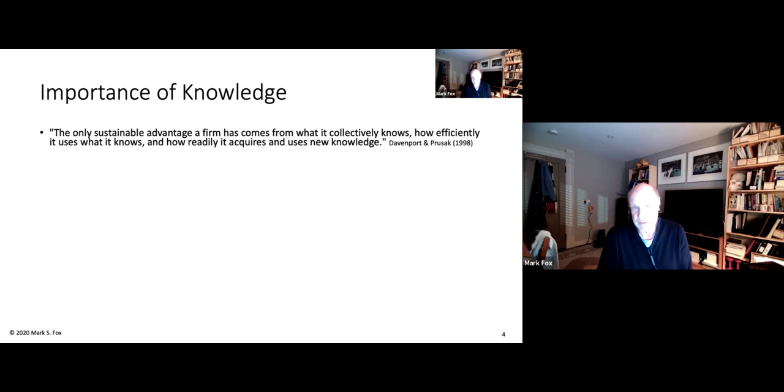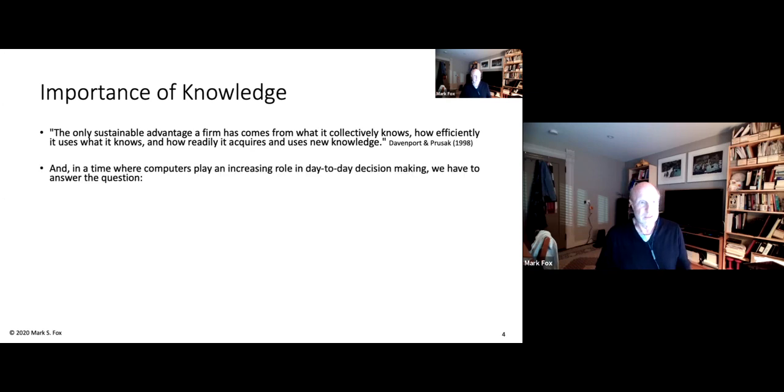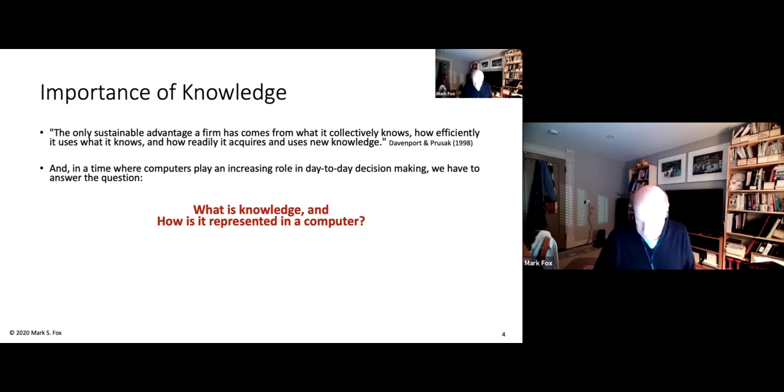So we're talking about 20 years ago, he was writing about knowledge. Now, those words turn out to be even more important today, because in a time where computers play an increasing role in the decision-making of an organization, we have to answer the following question. What is knowledge and how is it represented in a computer? That is to say, as computers take on more and more decision-making tasks and not just automating repetitive tasks, how do we represent the knowledge that they need to use in making their decisions?